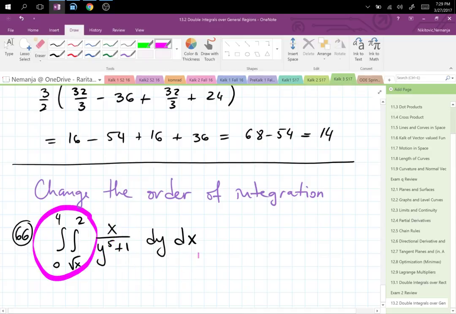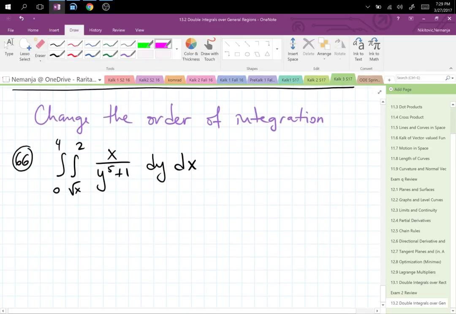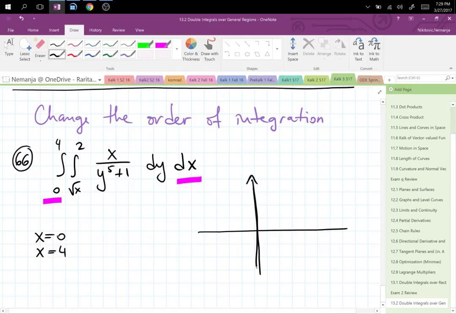All right, let's see. Okay, so here is what I read from this graph. I first look at the outer integral, and I'm going to write x equals 0, x equals 4. Now on the graph, those are vertical lines. X equals 0 is the y-axis. 1, 2, 3, x equals 4. So 0 and 4 on the x-axis.